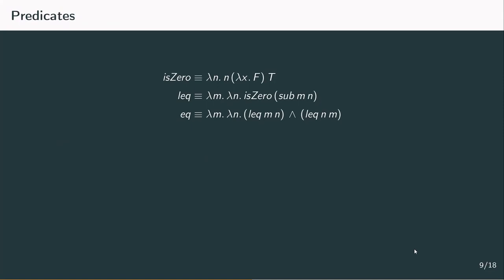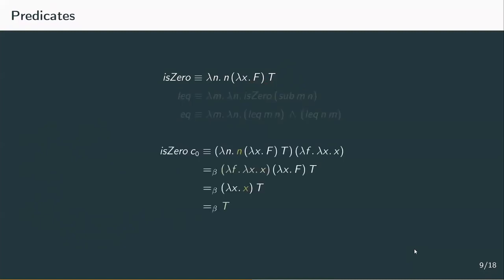The function is 0 returns true if we put in the Church numeral 0, and false if it's any other Church numeral. Is 0 applied to C0 looks like this. As there's only one redex to reduce, we do that, and we have to substitute this one occurrence of n by the C0 term. Since application is left associative, we reduce the f redex next, and we have to substitute f by lambda x dot false.